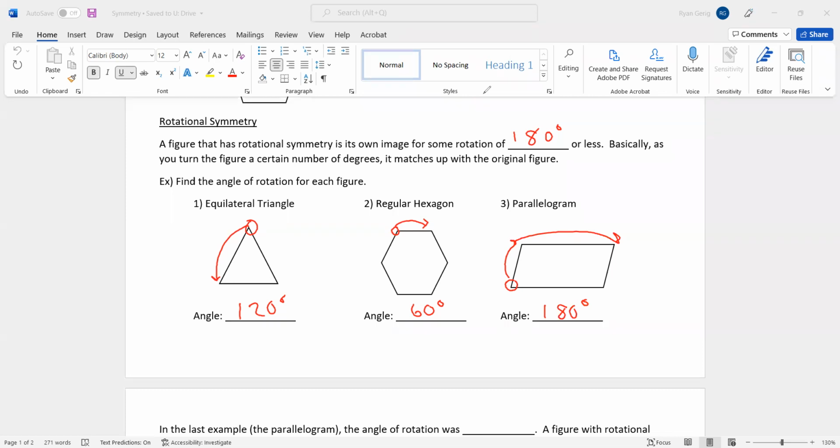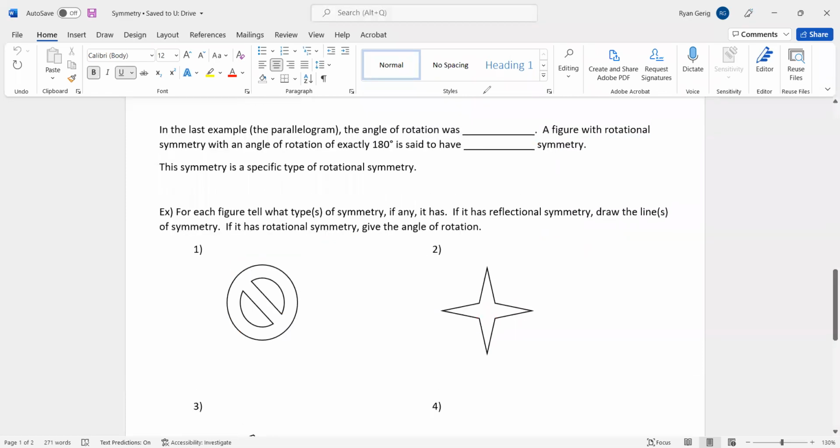Let's go to the back. In the last example, the parallelogram, the angle of rotation was 180 degrees. A figure with rotational symmetry with an angle of rotation of exactly 180 degrees is said to have point symmetry. Okay, that symmetry is a specific type of rotational symmetry. So point symmetry is a type of rotational symmetry, but it is exactly 180 degrees.